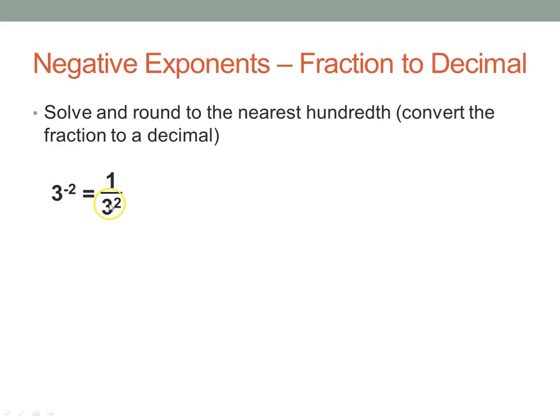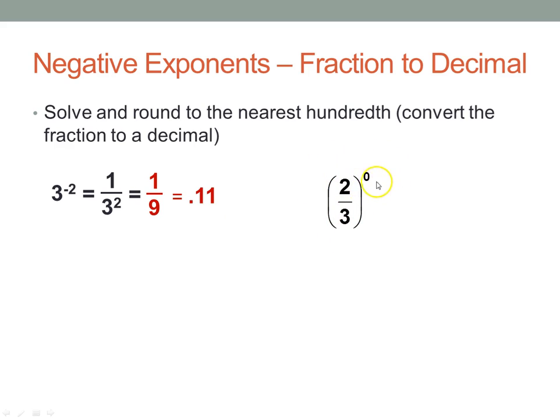So that will become 1 over 3 squared. 3 times 3 is 9, so I get 1 over 9. But now I want you to change this to a decimal and then round it. If I change it to a decimal and I'm rounding it, I get 0.11. Now on your calculator, it should say 0.11111 and it goes on forever, but we can round to the nearest hundredth, so that would be 0.11. All right, let's do this one.